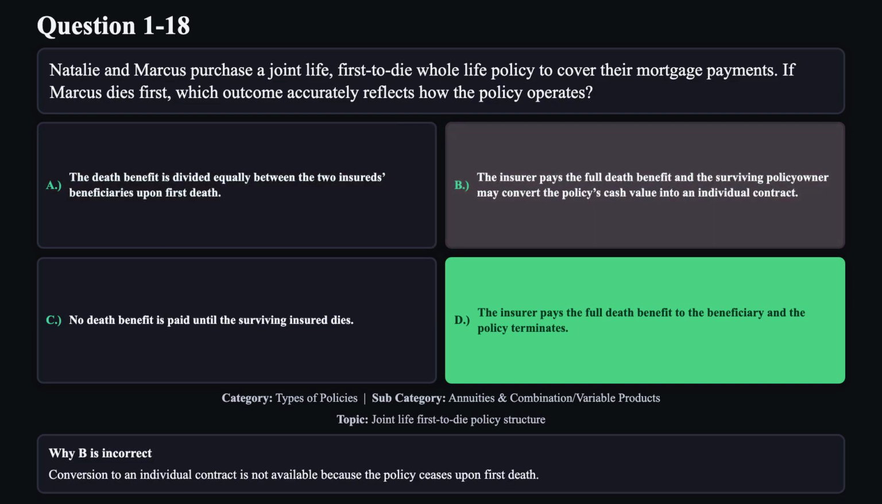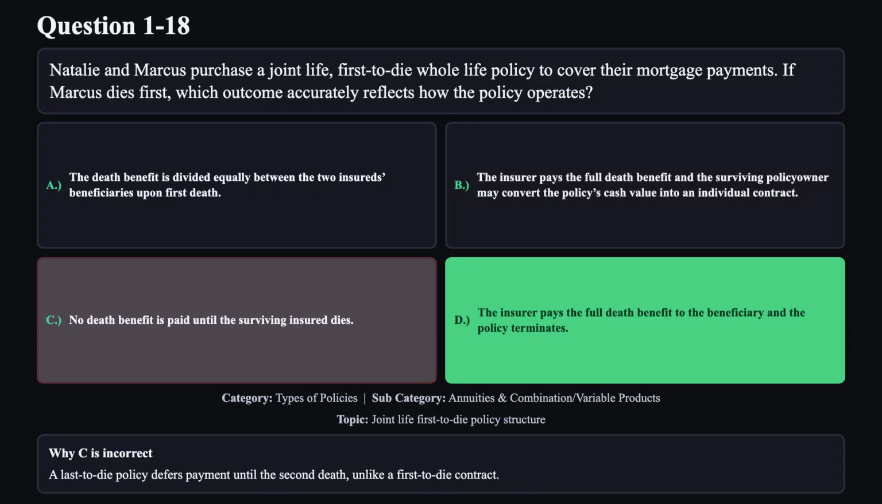Reason B is not correct. Conversion to an individual contract is not available because the policy ceases upon first death. Reason C is not correct. A last-to-die policy defers payment until the second death, unlike a first-to-die contract.